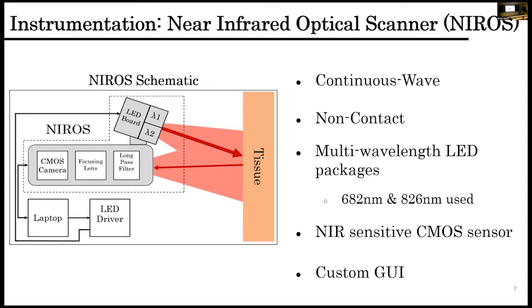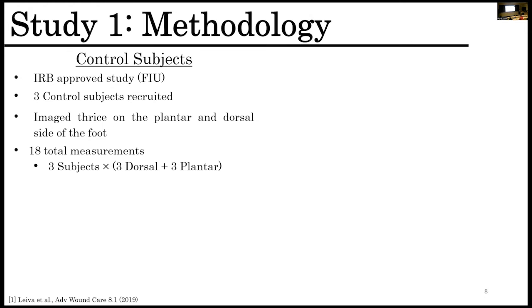For both studies, we utilize our near-infrared optical scanner, or NIROS. NIROS is a continuous wave non-contact device that utilizes several multi-wavelength LED near-infrared, or NIR, packages to illuminate the imaged tissue regions. The diffusely reflected near-infrared signals from the tissue are optically filtered through a long-pass filter before being focused onto a near-infrared sensitive CMOS camera.